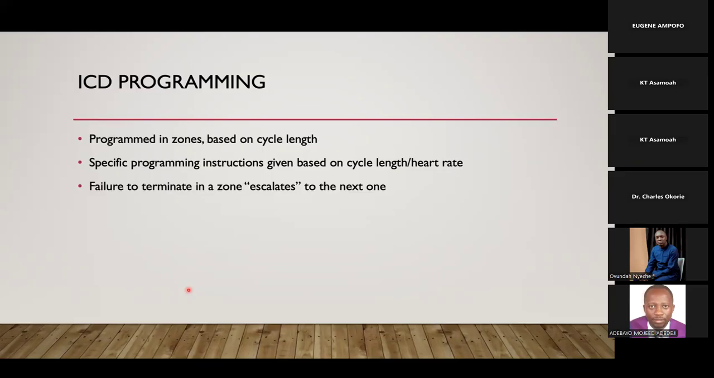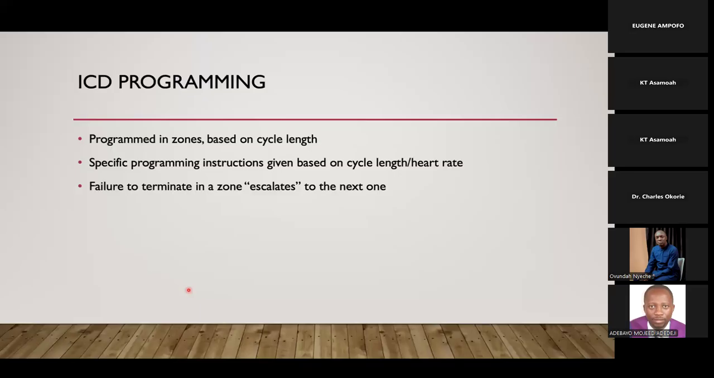A cycle length of 500 is equal to 120 beats per minute. So the shorter the cycle length, the higher or the faster the heart rate. And the longer the cycle length, the slower the heart rate.